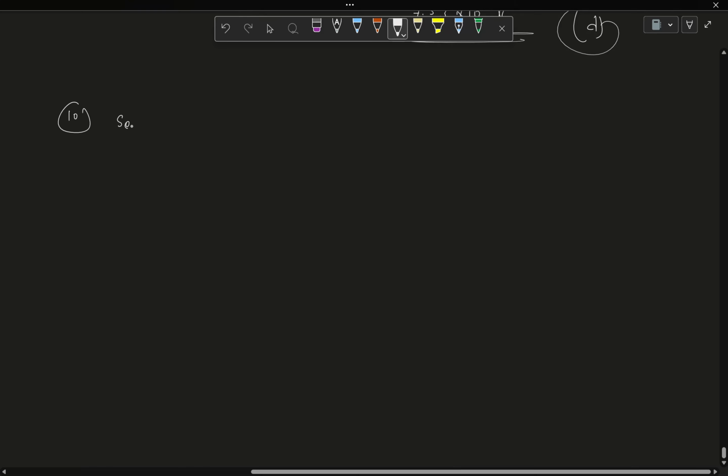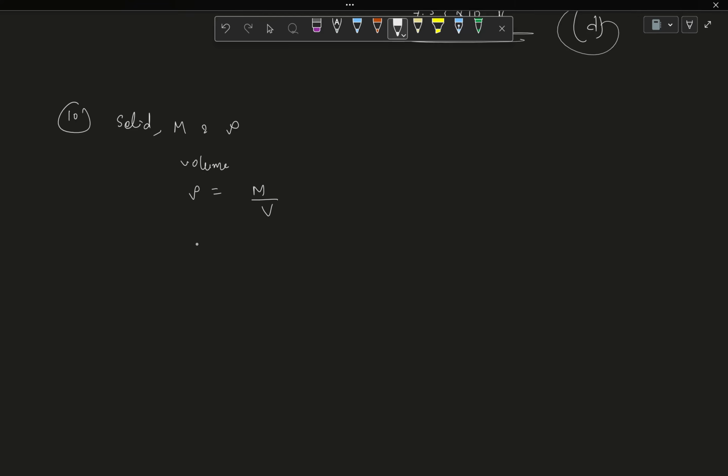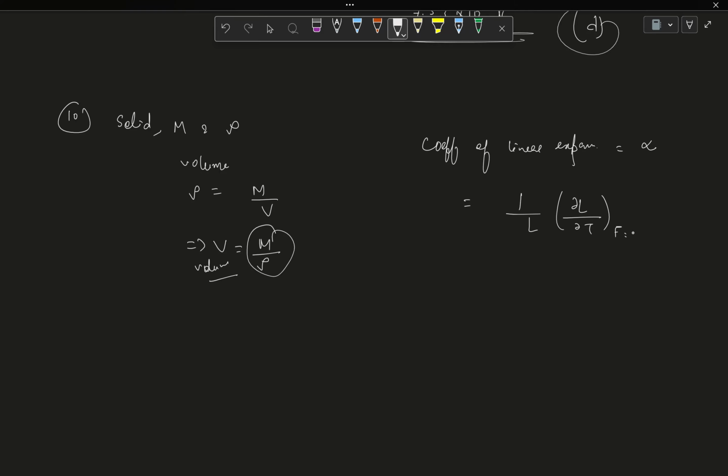So this is a solid, mass m and density rho. So what is the volume? Because rho equal to mass by volume, volume in known terms will be mass by density. So volume is mass by density. And coefficient of linear expansion, what does it mean for a solid? This is alpha given. Let me first write down the mathematical term. This is 1 by L del L del T at F constant.